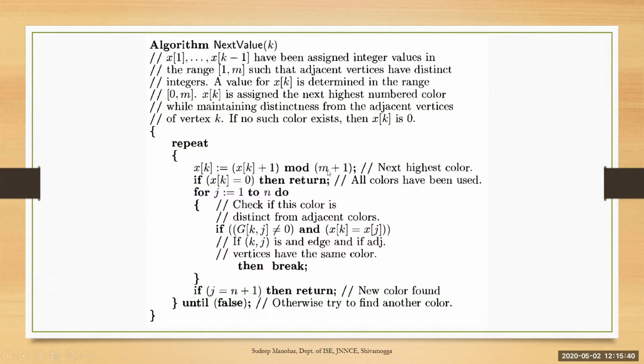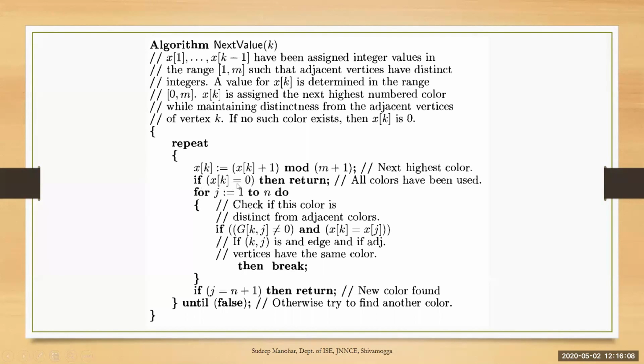Modulus of m plus 1. I'll tell you why this modulus is used. See, as you increment, think that x of k has reached 3. When you once again apply this, it becomes 3 plus 1. 3 plus 1, that is 4, is not a valid color. Therefore, modulus has to be applied so that it becomes 0.